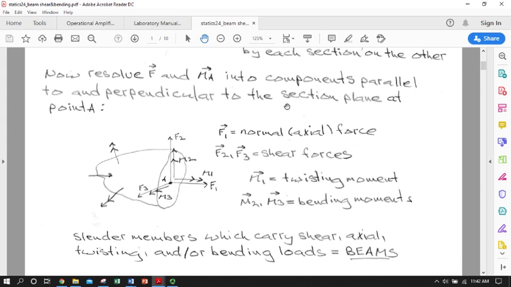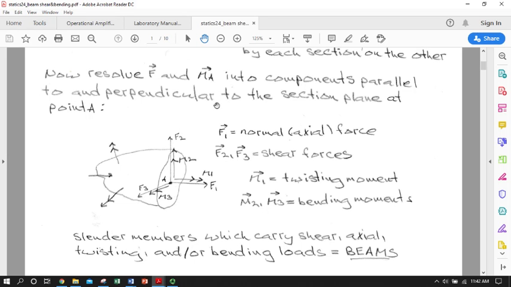That's great. It is more useful to us, as we saw in the last lecture, to resolve that force and moment into components that are parallel and perpendicular to the section plane at the point of interest. And we only had one resultant moment that we dealt with in our 2D example last time. This time we're going to look at our 3D case.